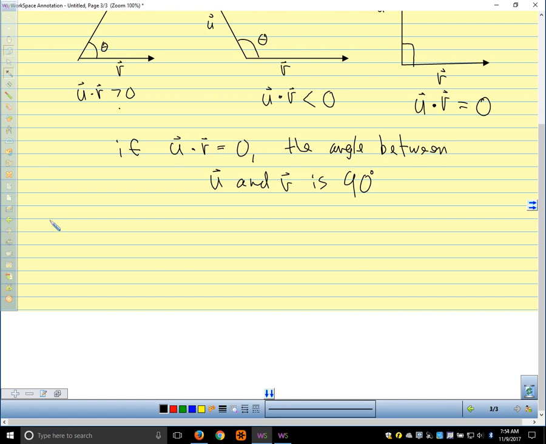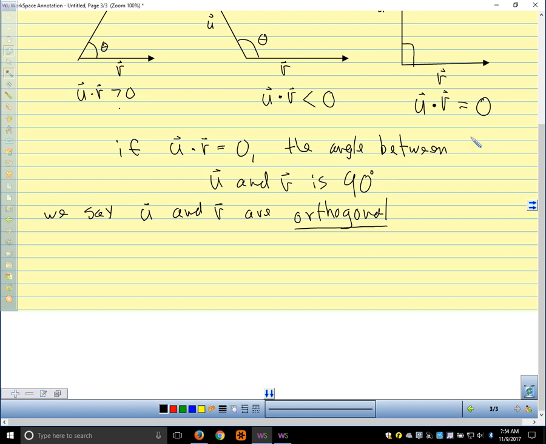In this situation, we say u and v are orthogonal. So if the angle between the two vectors is 90 degrees, we say that they're orthogonal.